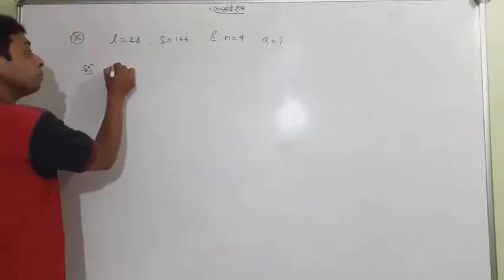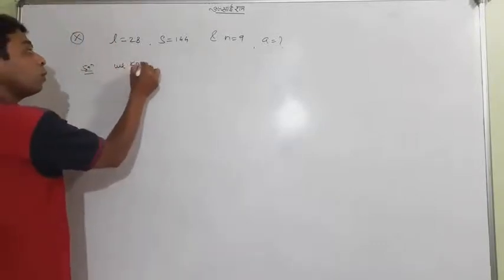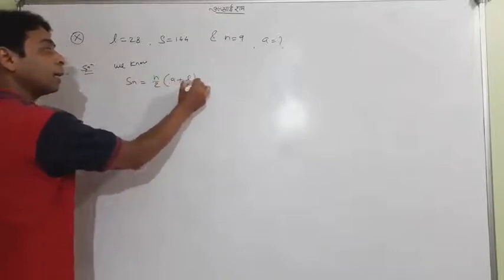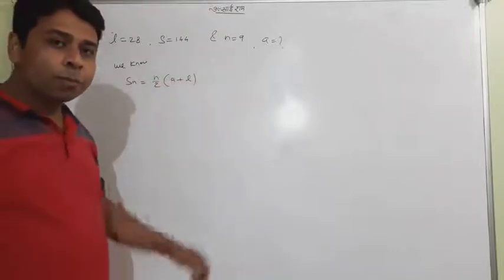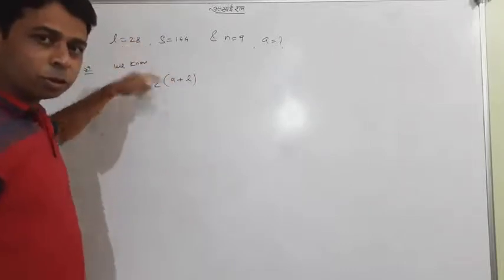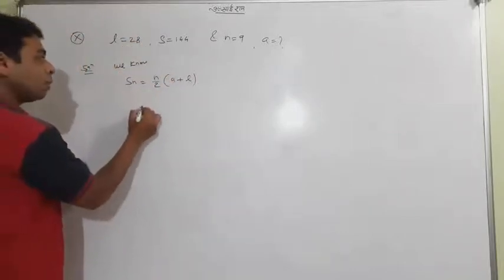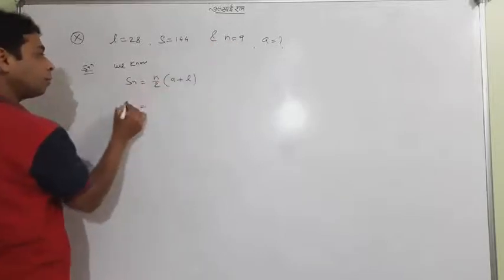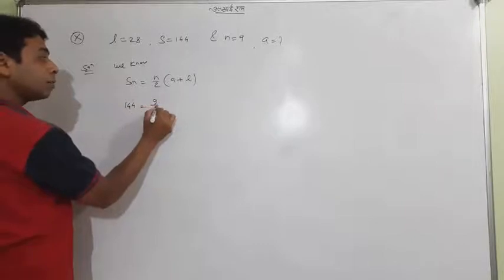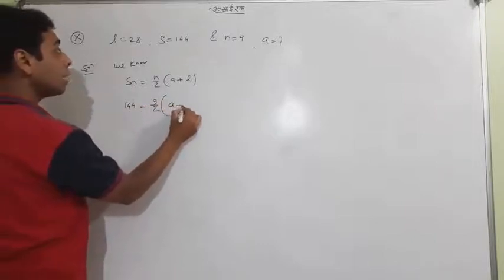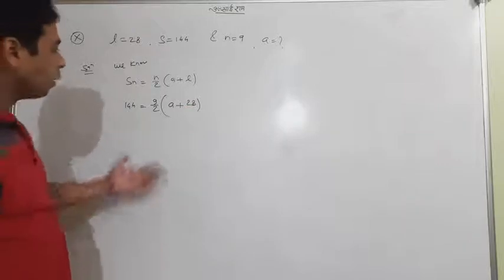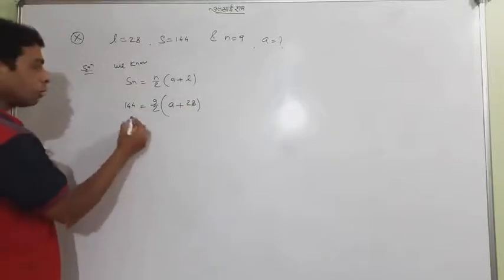We use the formula of the sum of n terms in the form of L. Why do I use this formula? Because this is the sum of n terms in the form of L, and L was given. So use it. Sum of how many terms is it? 9 terms, and the sum of 9 terms is 144. N is 9, a is unknown and L is 28. So this is the picture. Now you can simply do it.